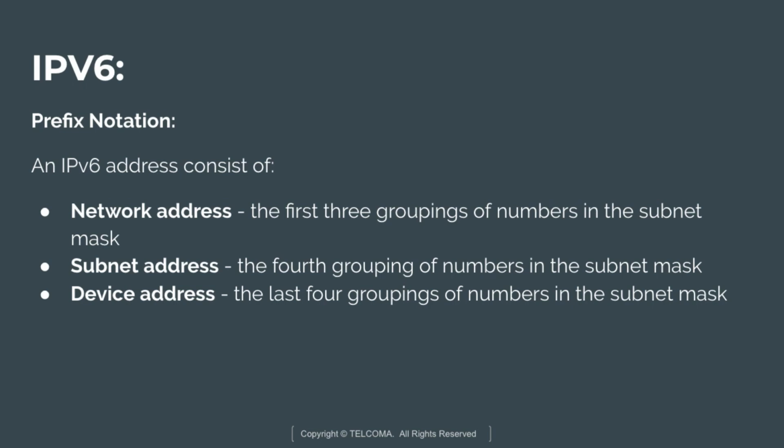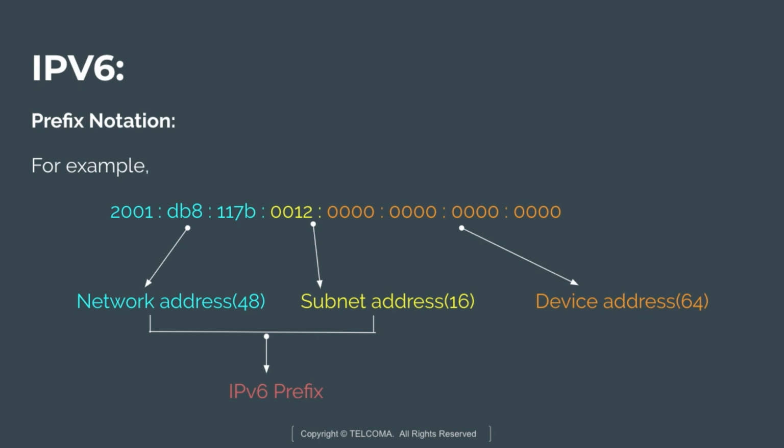So let's see how these are divided over the IPv6 address. The first three groupings represent the network address, that is 48 bits, then 16 bits represent the subnet address, and after that the last 64 bits represent the device address. The device address will change in the network, and if we define this address in a particular network, then the network address as well as the subnet address will remain the same, but the device address will keep changing. The network address and the subnet address combine together to make the IPv6 prefix.